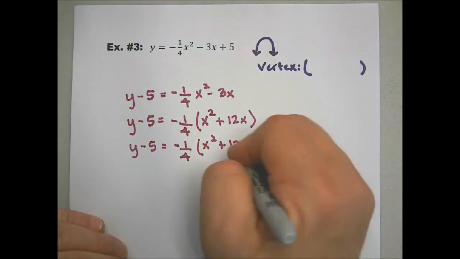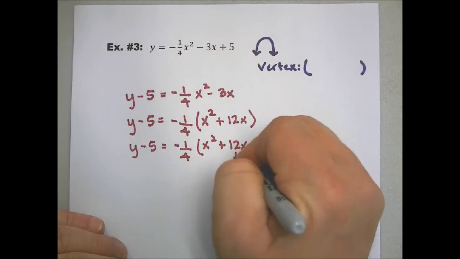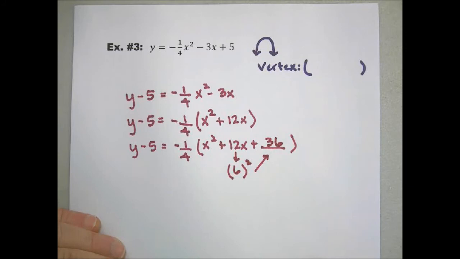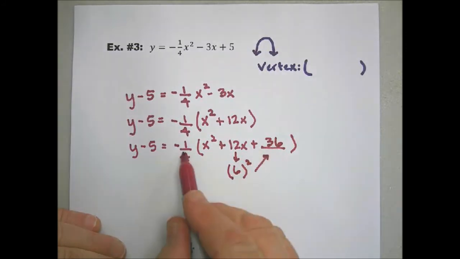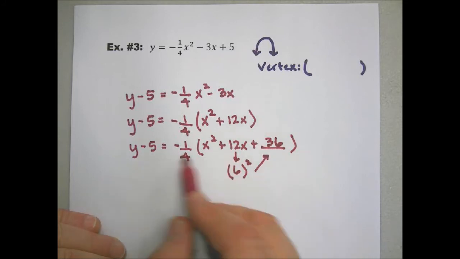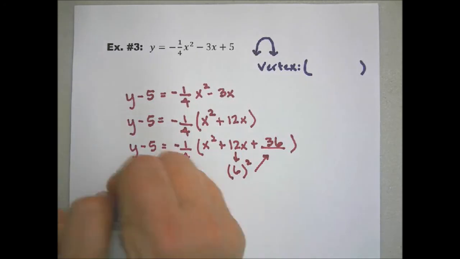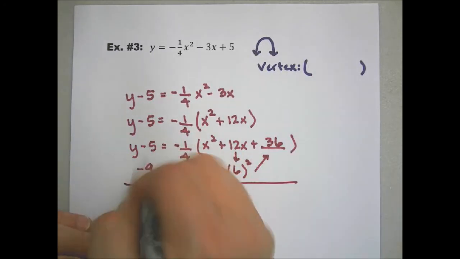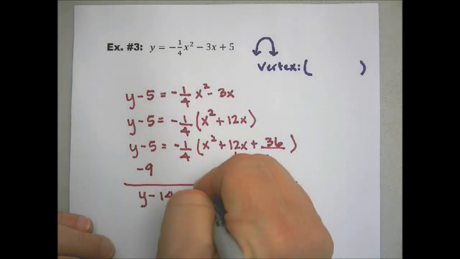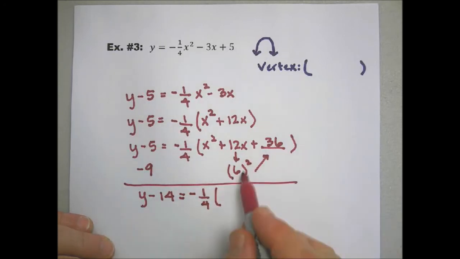That square gets completed by taking half of 12, which is 6. 6 squared is 36. But remember, this number gets affected by that leading coefficient. 36 times negative 1/4 is negative 9. Now I have y minus 14 equals negative 1/4, and the perfect square that I just created is x plus 6.